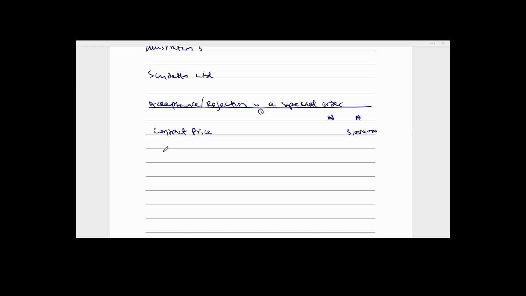The material is toxic, and if not used for the contract, it must be disposed of at a cost of 50,000 naira. That 50,000 naira, is it relevant or irrelevant? Kunle, talk to us. Yeah, it's relevant. It's a saving. Thank you. So let's go and post. So I would then say material disposal.